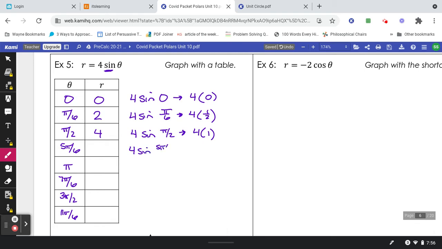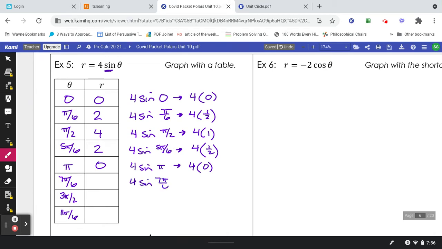4 times the sine of 5 pi over 6. Sine of 5 pi over 6 is 1/2, so 2. 4 times the sine of pi. Sine of pi is 0, so that gets me 0.